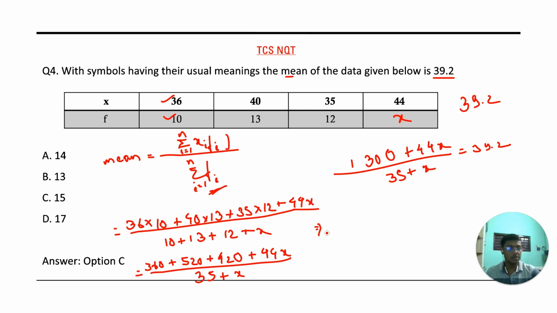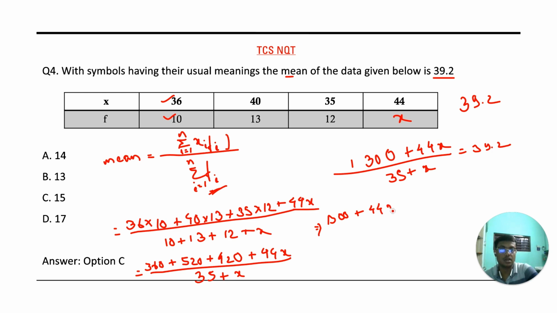As you know, in TCS calculator is provided, but remember, don't use it very frequently. Try to use as less as you can, because the calculator there that is provided takes much time to solve. So better try avoiding the calculator as much as possible. So 35 into 39.2, 1372.